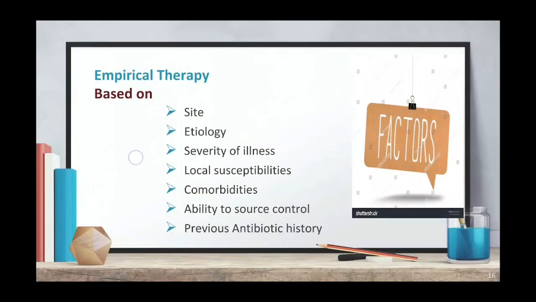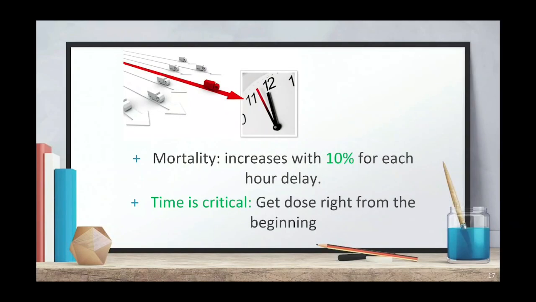It's based on site, etiology, severity of illness, local susceptibilities, comorbidities, ability to source control, and previous antibiotic history. Why is empirical therapy important? For each hour of delay in starting empirical therapy, the mortality rate will increase by 10%. Also, time is critical. Get the dose right from the beginning.